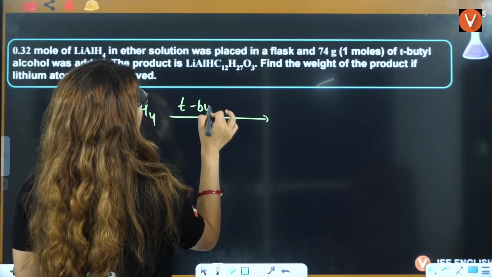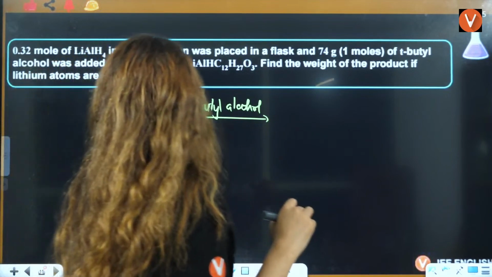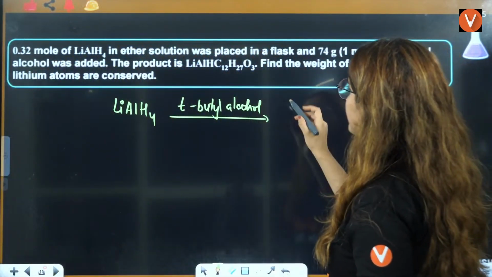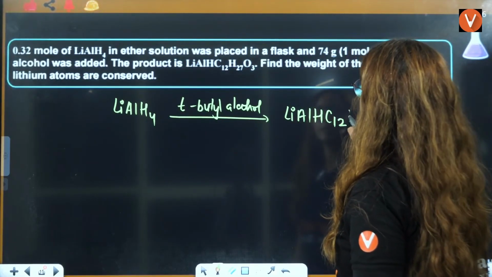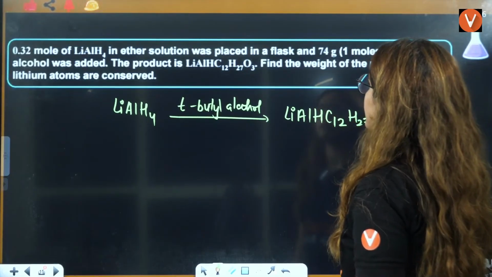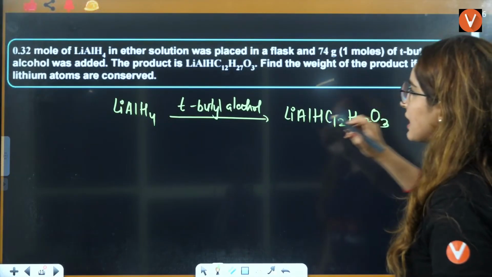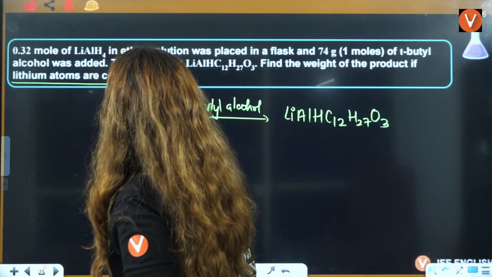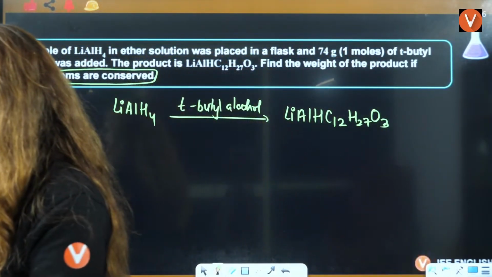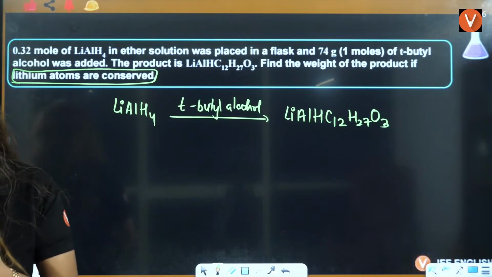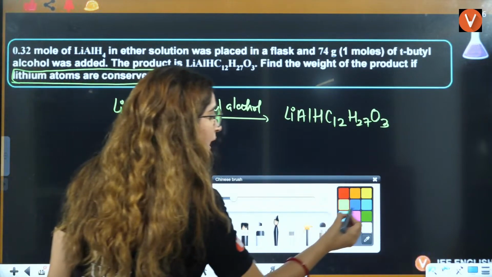Here you have added tert-butyl alcohol, and they are saying the product is coming out to be LiAlH C12H27O3. Find the weight of product if lithium is conserved. Can you see they are saying that lithium is conserved? Already a hint is given to you that you have to apply POAC here, right? Okay. Got it? That is how you can apply POAC here.